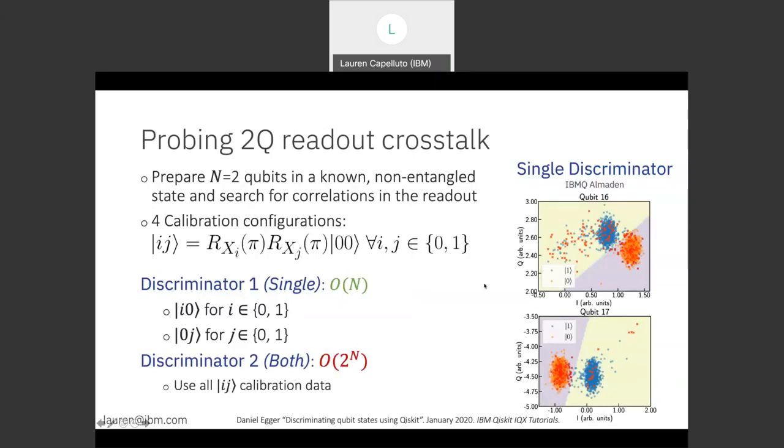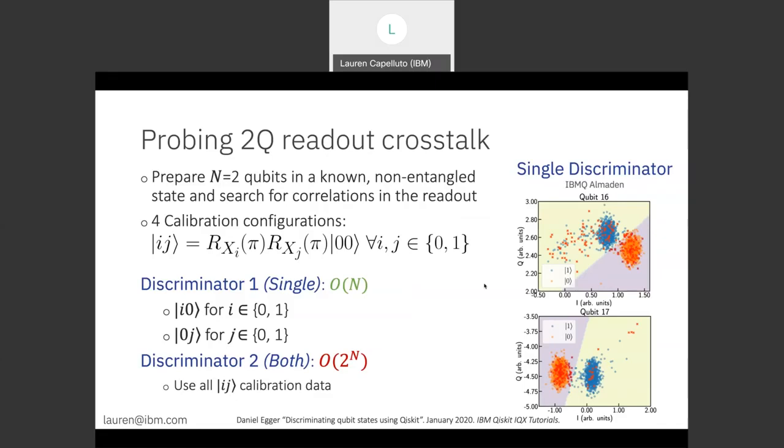Now I'm going to go through our physics demo. So for this, we're going to be probing readout crosstalk between two qubits, and we're making use of the low-level readout measurement data. So that is what's allowing us to get these IQ scatter plots on the right here.